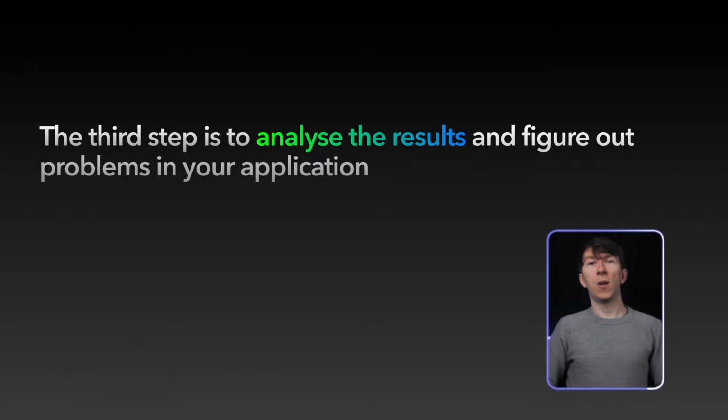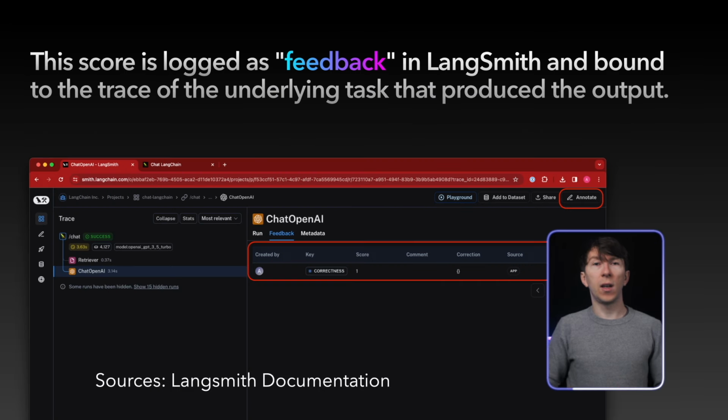The last step for evaluation will be to analyze the results and figure out problems in your application. You will pay attention to which outputs are not working and use the other 3 strategies to solve the issue. For that, you can go to the trace, and on the feedback tab, you will be able to find all of the scores that you added.